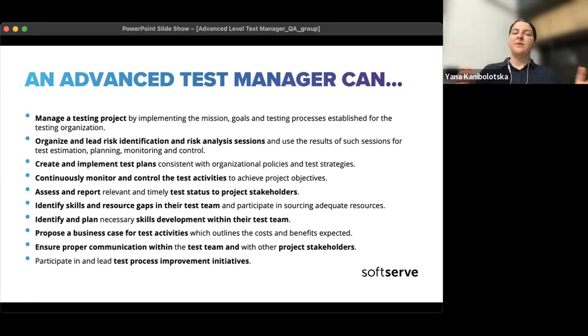Then the next part is about metrics, our favorite part: continuously monitoring and controlling the test activities. If you have experience in test management, this is a part that you cannot avoid anyhow, and if you avoid it, it means that you definitely need the certification, because it's really important, and they also pay attention to this part in this certification. The next one is assess and report the status to project stakeholders. It's also just day-to-day work of a test manager, obviously.